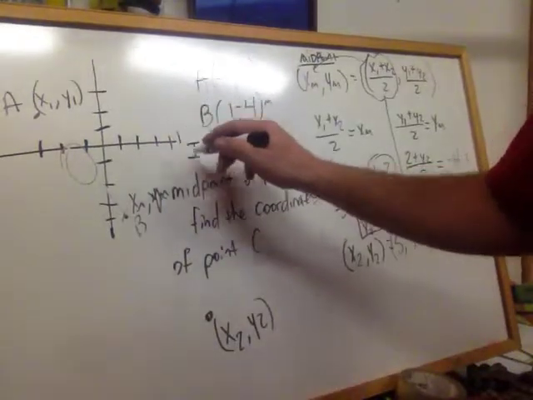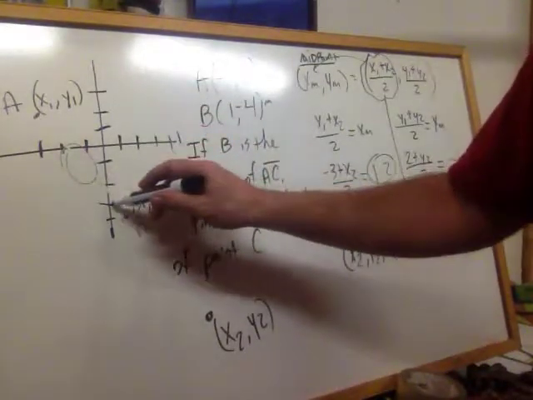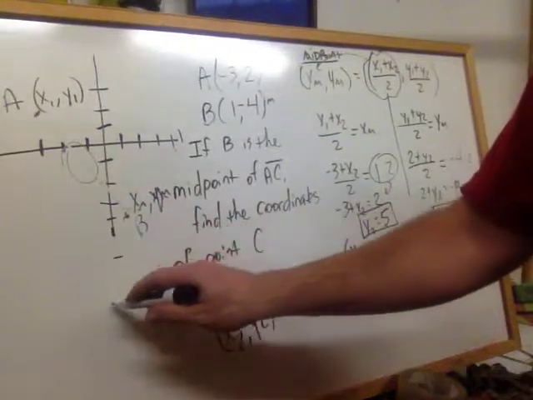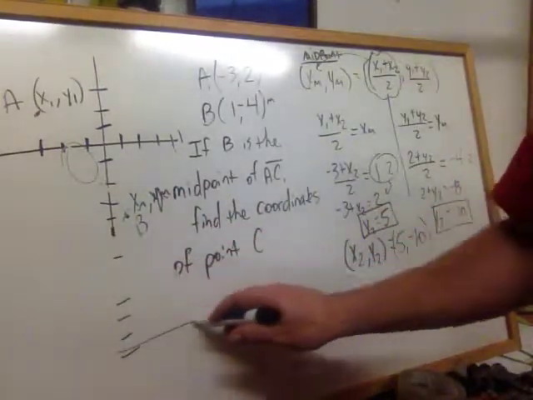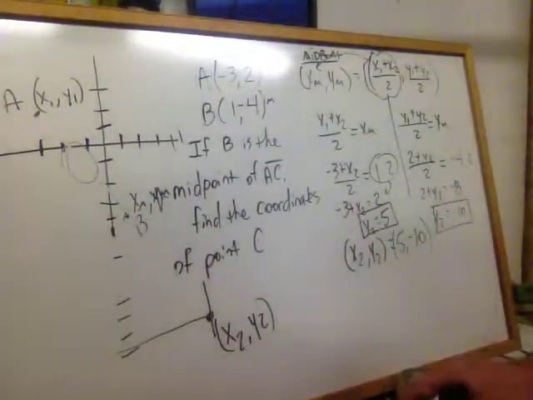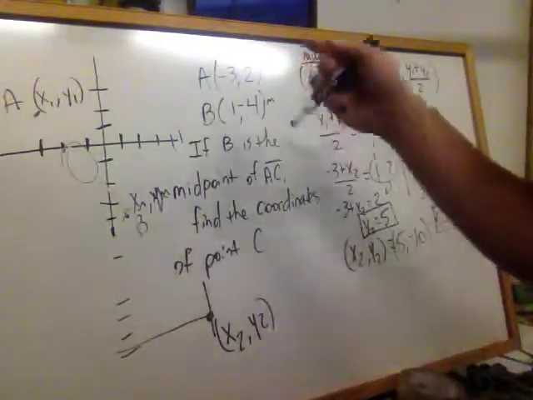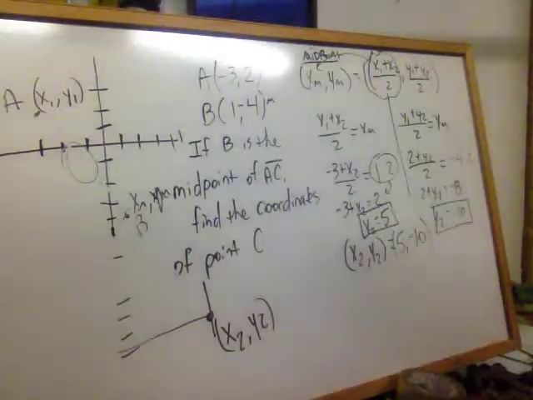1, 2, 3, 4, 5. 1, 2, 3, 4, 5, 6, 7, 8, 9, 10. Poof! Right on it. And that is how you do the midpoint formula, but backwards. Thank you very much.